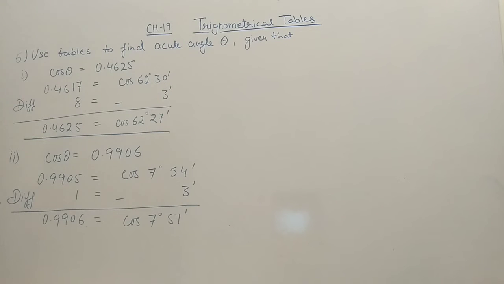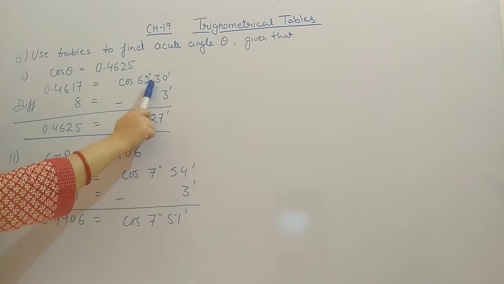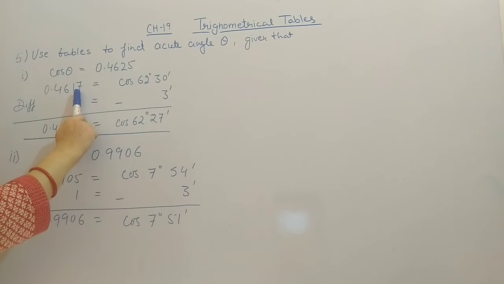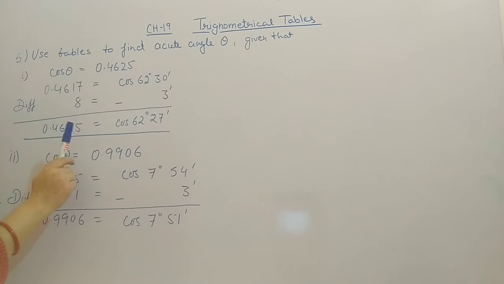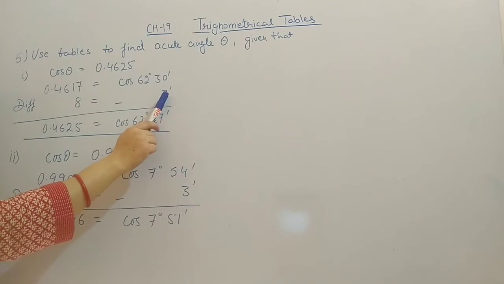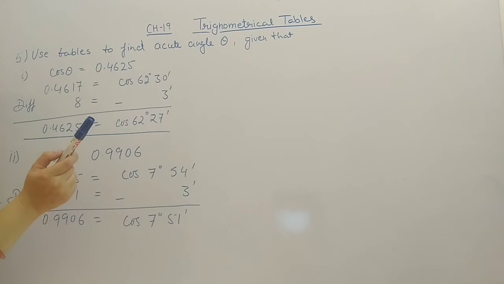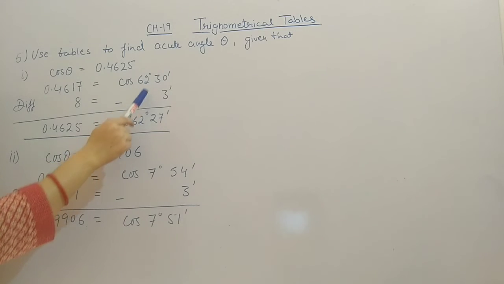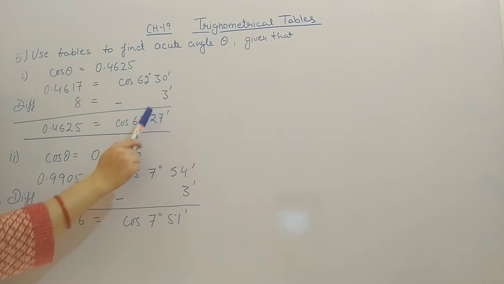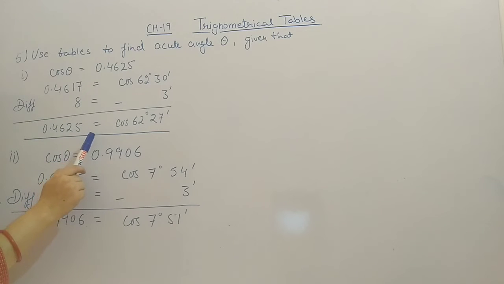Next, question number 5. Use table to find acute angle theta given that cos theta is equal to 0.4625. So check the nearby value here in the table. You will get 0.4617, which is equal to cos 62 degree 30 minute. Now the difference between 17 and 25 is 8. For a difference of 8, the minute difference is 3 minute. Because the cos value decreases when we increase the angle, we have to subtract here. So do the subtraction. 0.4625 will be cos 62 degree 27 minute.